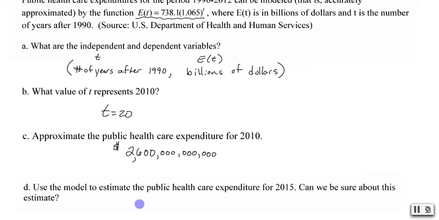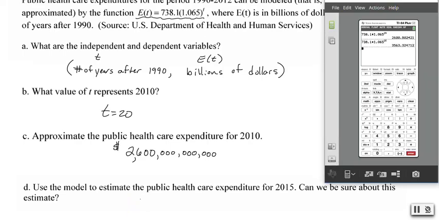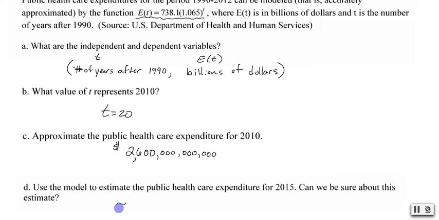And that is quite a bit more. We've got about 3,563, and that's with a lot of zeros behind it, so 3,563,000,000,000 approximately. And can you be sure about that estimate?